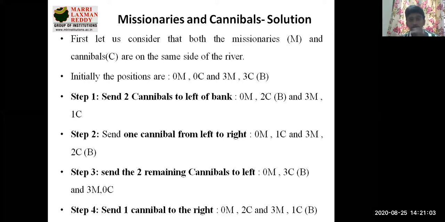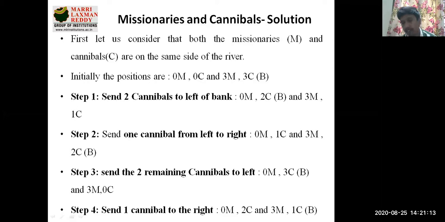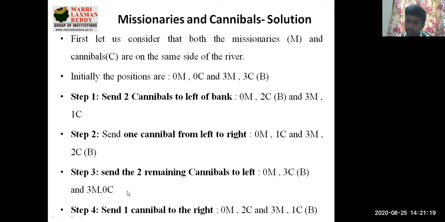In step two, again, what we will do, we are on the left side of the river and we need to come to the right, right? Send one cannibal from left to the right, because a boat should come from left to right. We are sending one cannibal again to the right side. So we are left out with zero missionaries on the left side, one cannibal on the left side. And again, on the right side, you are having three missionaries and two cannibals.